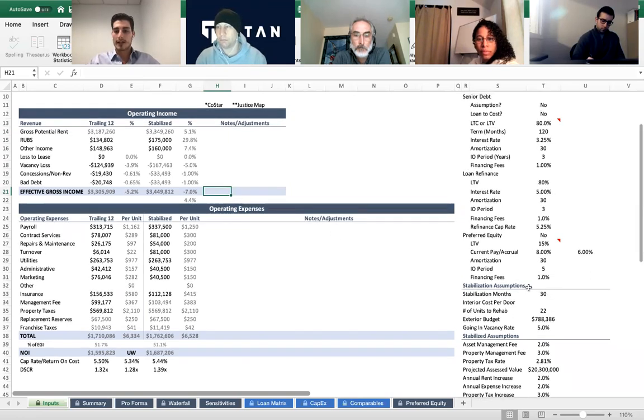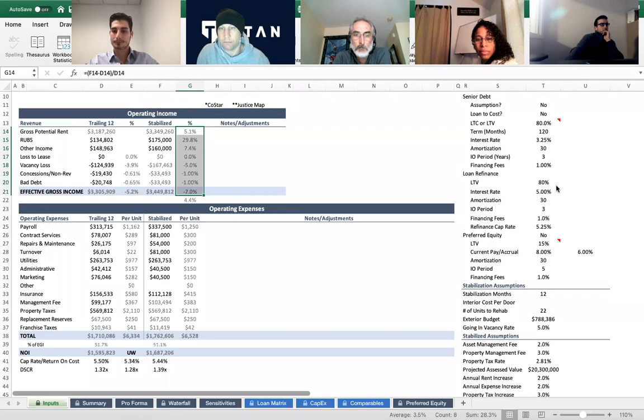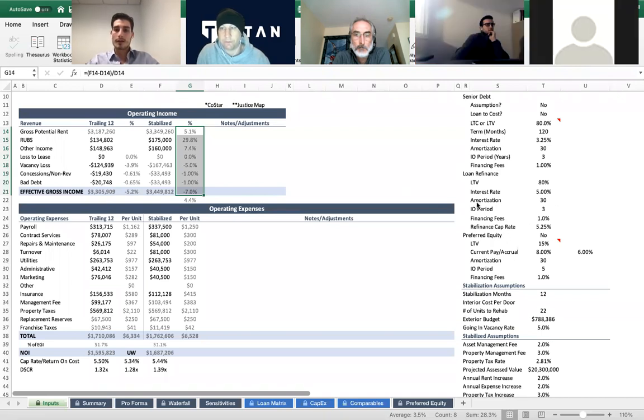So the way that we solve for that is through this stabilization months assumption. And so basically going from T12 to stabilized is simply a factor of the stabilization months. And here, again, we're just dealing with a hypothetical deal, but this would be 30 months to go here, but I originally had 12 months. So we're assuming that this stabilization happens in 12 months. You have sort of a general range that you typically use to project your stabilization period.